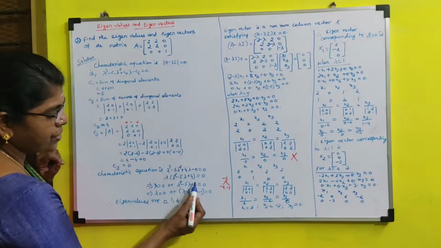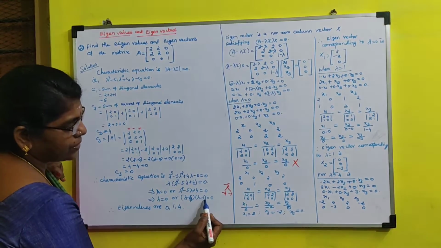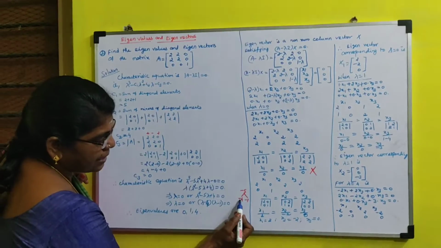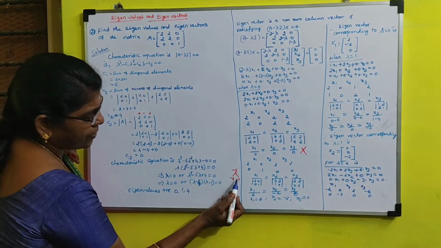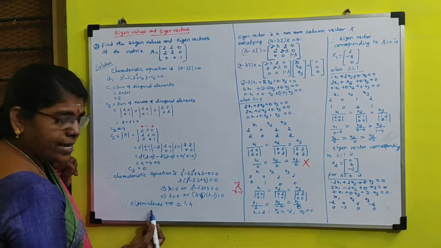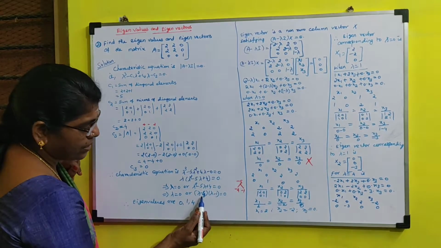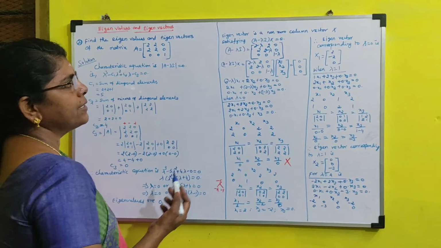Factorizing this equation, we will have lambda minus 4 into lambda minus 1. ரெண்டு நம்பர் multiply பண்ணா 4 வரணும், add பண்ணா minus 5 வரணும். So we are taking minus 4 and minus 1. Therefore eigenvalues are 0, 1, 4. Next we are going to find the eigenvector.